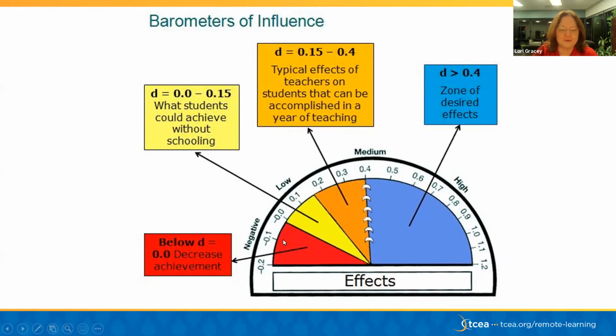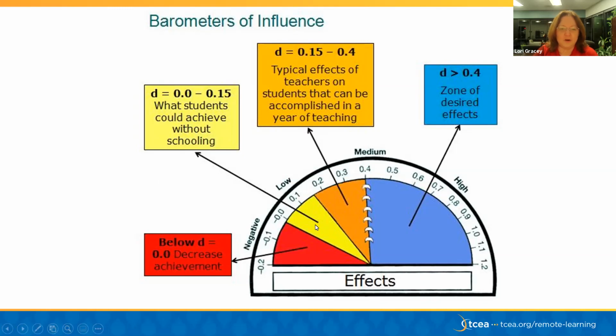If you see something that has an effect size of a negative number, negative 0.1, negative 0.2, what that means is that instructional strategy will actually cause students to lose learning, okay? It would be bad. You would not want to use that instructional strategy. A good example of this is, quite frankly, and no surprise here, summer school. We know that that really is not a tremendously effective strategy for most students, okay?